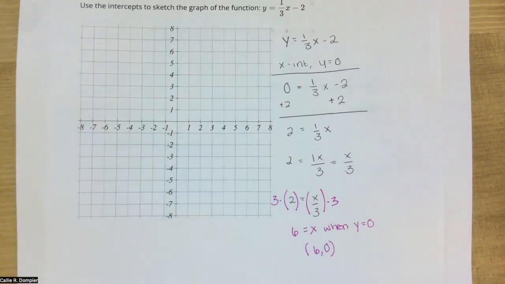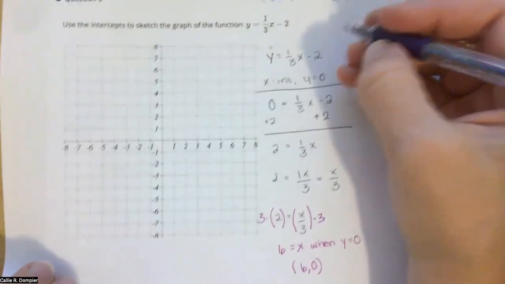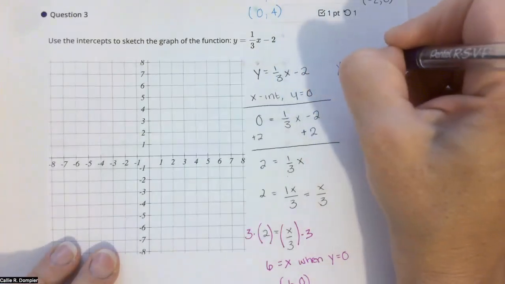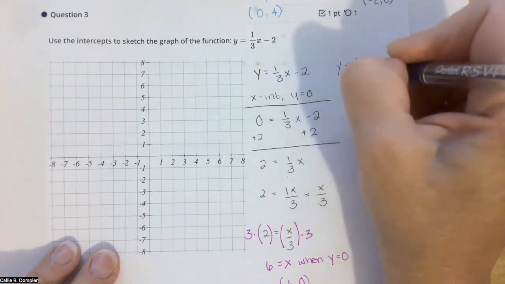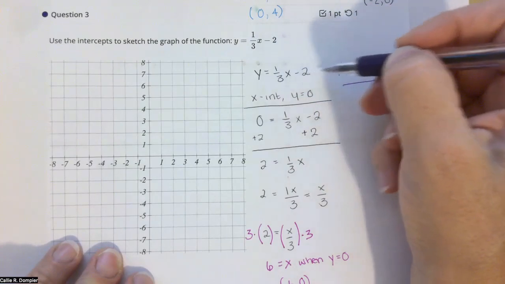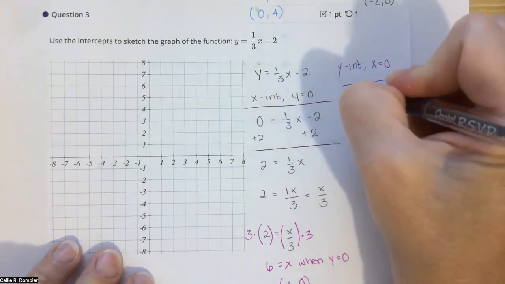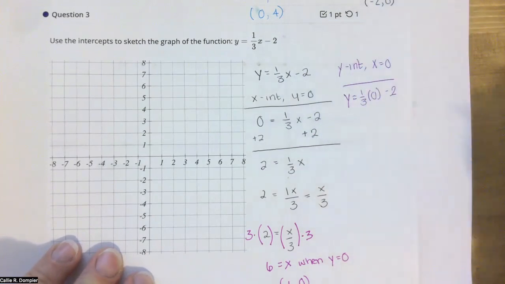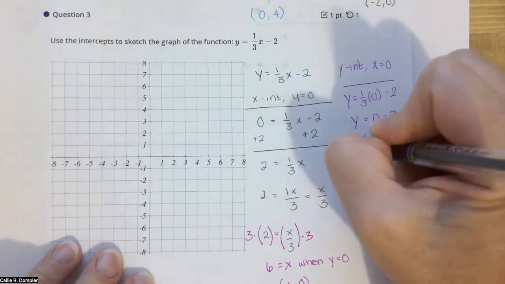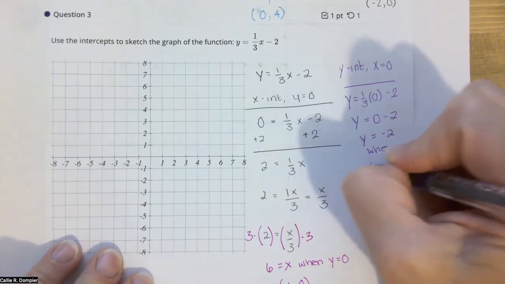Good. One more. We need to find the y-intercept. You find the y-intercept by setting x equal to 0. It's generally a little bit easier. So instead of y equals 1/3 x minus 2, we have y equals 1/3 times 0 minus 2. Anything times 0 is 0. So we just have y equals 0 minus 2. So y equals -2 when x equals 0.